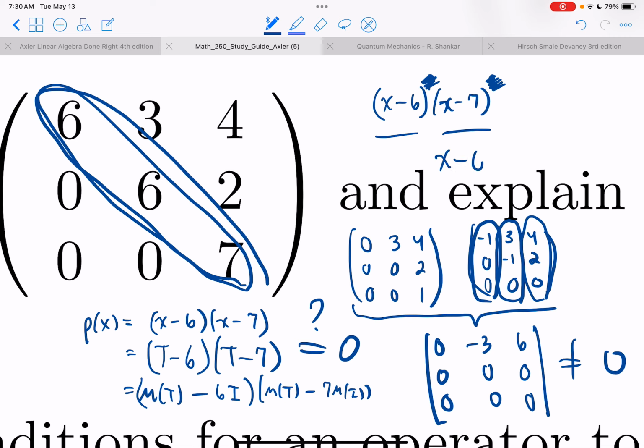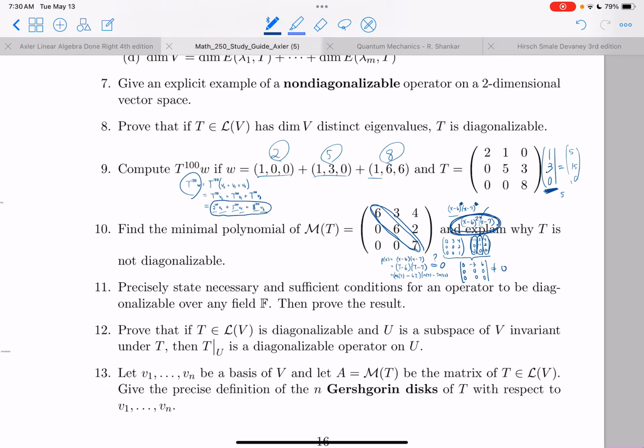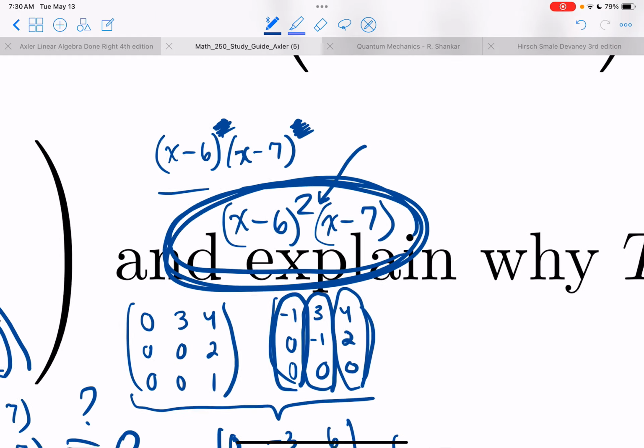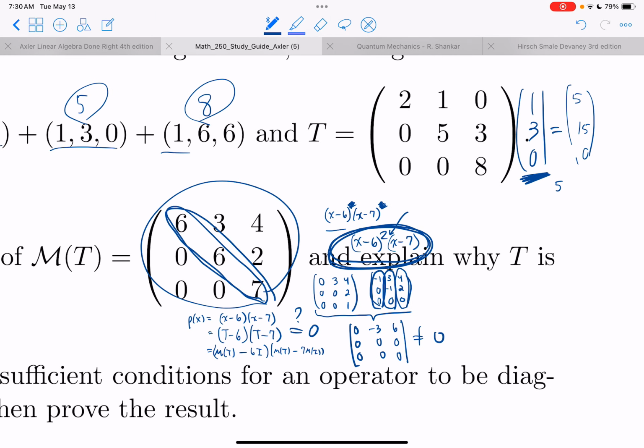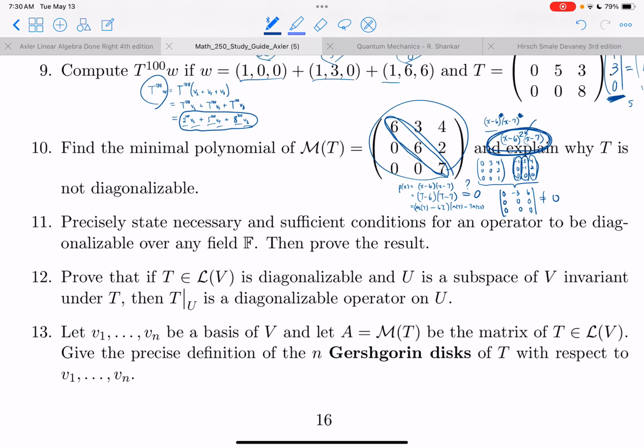What turns out to be the case is we get (x minus 6) squared times (x minus 7). That is the minimal polynomial. And it has a repeat factor, so it's not diagonalizable. But it is upper triangularizable. Well, of course, we had an upper triangular matrix. Okay, so that's number 11.